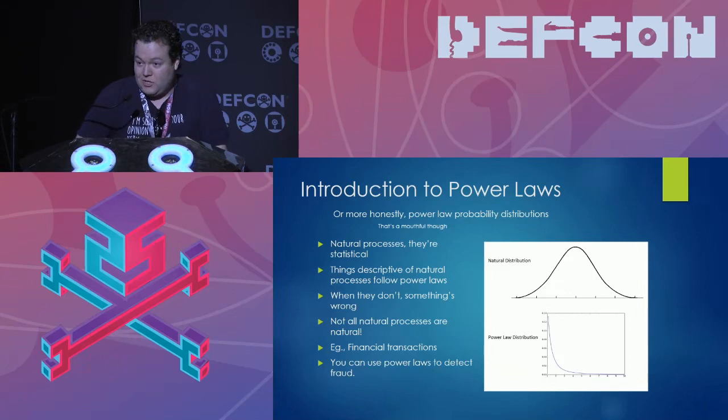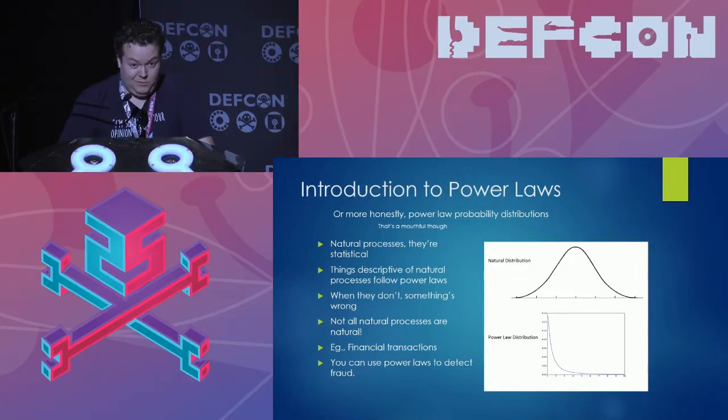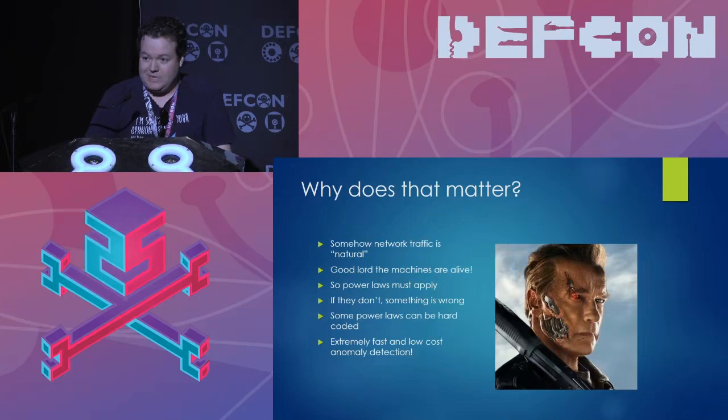This also works for financial transactions. You can use this to detect fraud because, funnily enough, when something should be following a power law and isn't, something's wrong. And it's very, very sensitive to that. So banks have been using this for ages, and we've only started using this in network security in the last year. So what does that mean for us?